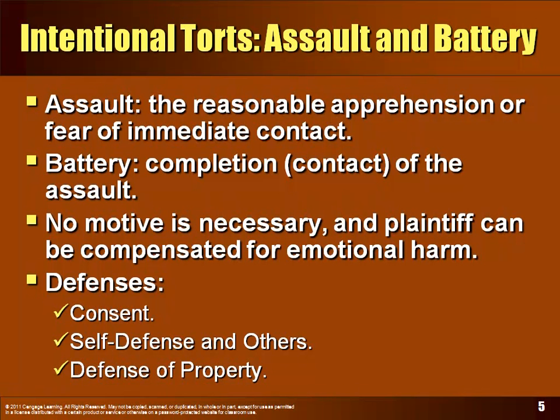Battery. One way of committing a battery, like I said, is completing an assault. It's coming at you. It does make contact with you. The other way is you don't see it coming, and I still enter into a non-consensual contact with you.